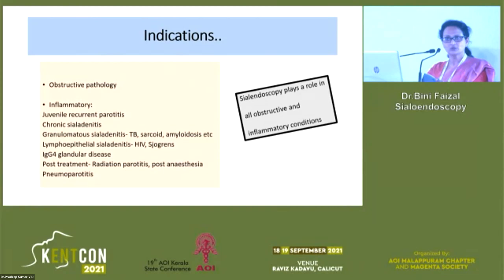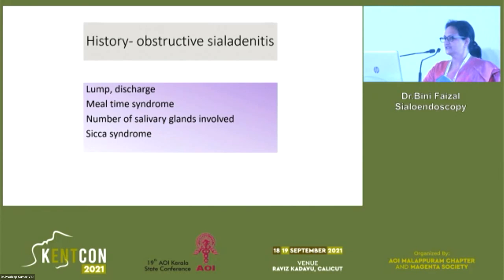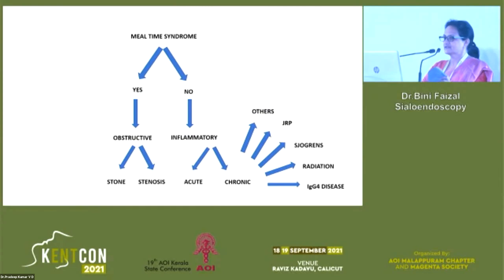It's not set. Okay, so the indications are basically obstructive pathology and inflammatory. I'll be restricting myself to obstructive. In the history, the patient might be coming to you with a lump or a discharge or mealtime syndrome. Sometimes a number of salivary glands will be involved. There could be dryness of the mouth. And if someone comes with a postprandial syndrome, it is quite possible it is an obstructive sialadenitis. So the workup has to be in line of either a calculus or a stenosis.